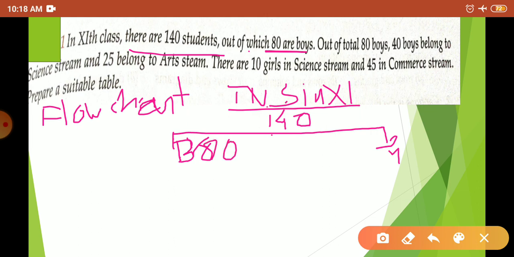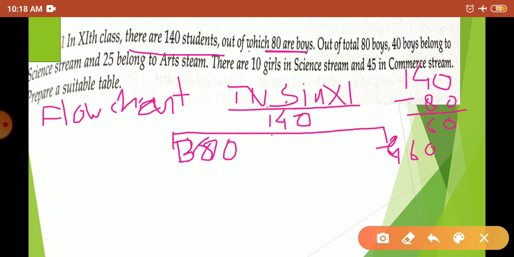Boys. Now total number of girls is not given, but we can calculate how. Total number of students 140, within that 80 are boys, so whatever is left, those are girls. So we are going to subtract 140 minus 80. So in this way, how much do we get? We get 60. So this is the total number of girls.